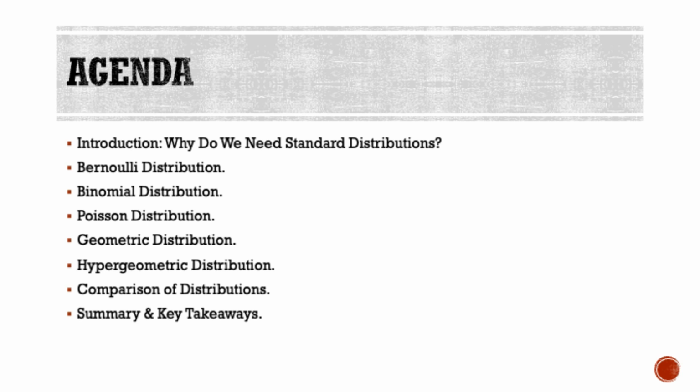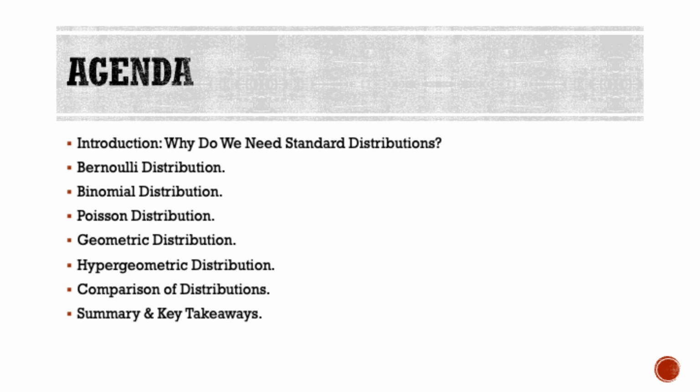Then we'll cover the Poisson distribution, which is used for counting rare events over time or space. This is perfect for situations like counting the number of customers arriving at a store per hour or the number of defects in a large roll of fabric. It's often called the law of rare events.